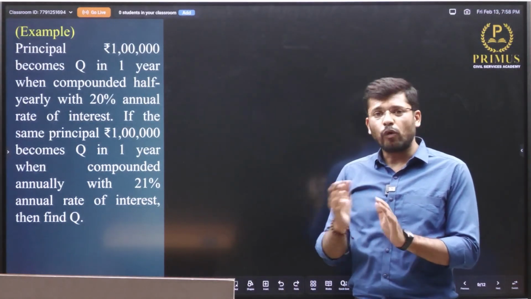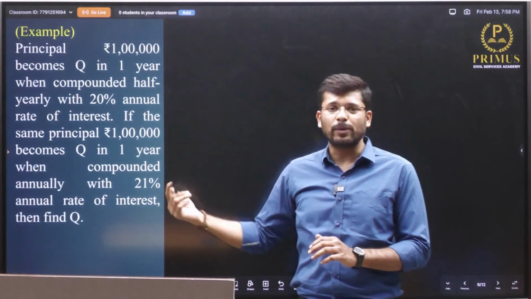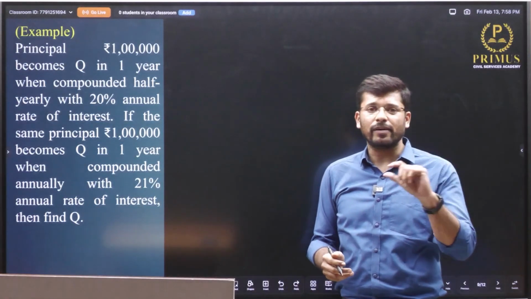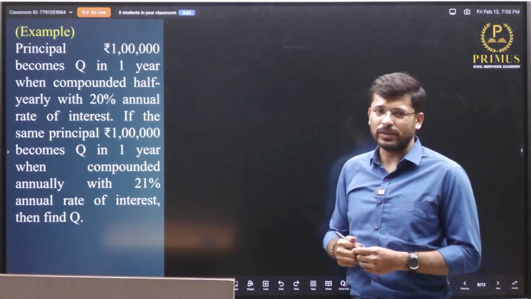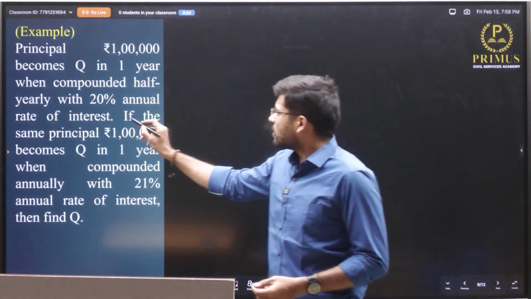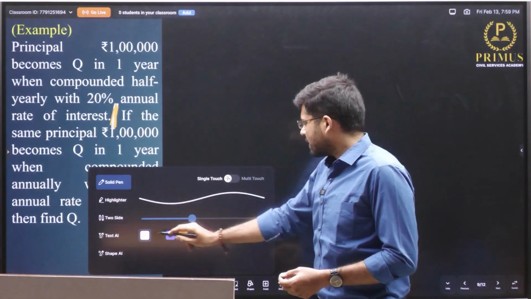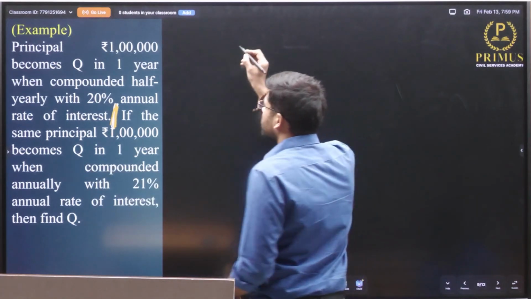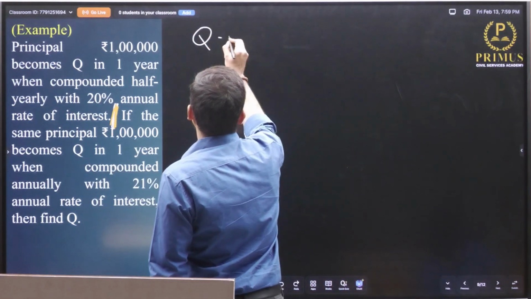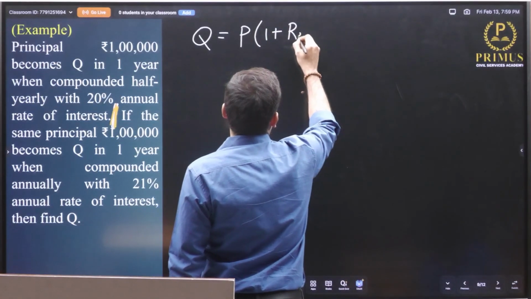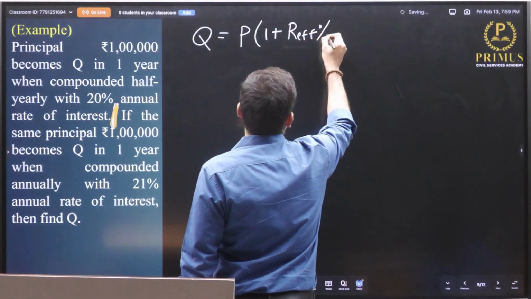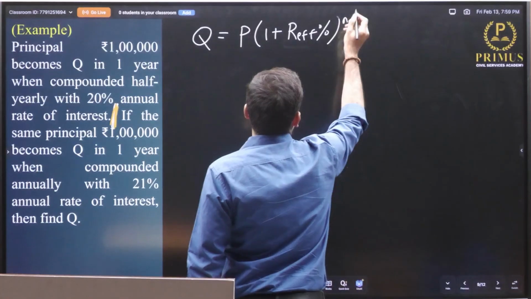Let us see how it happens. By looking at this example, you will better understand what I meant to say with that example of A effective percentage and B effective percentage. So let us break this question into two parts. Now let us apply the formula for the first case. So Q equals P into 1 plus R effective percentage raised to N.